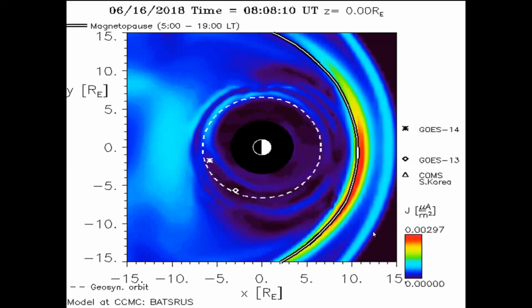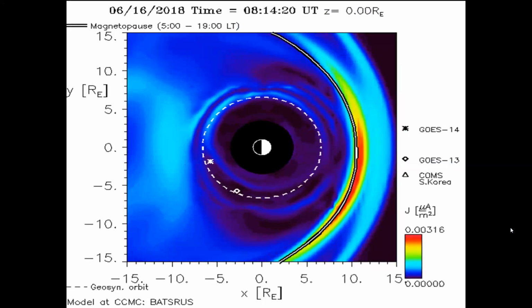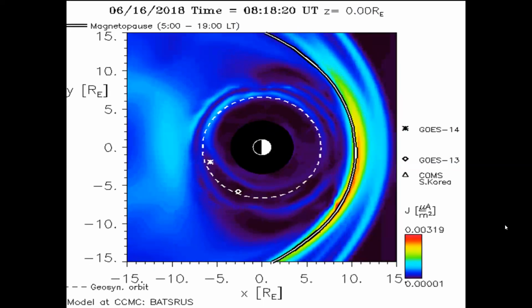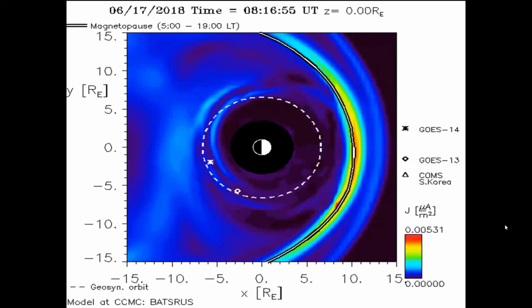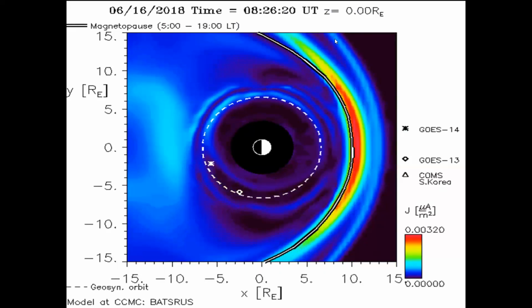Clearly, you can see the magnetopause is doing what it's supposed to do. And you can see, I put a couple of frames together, and you could see that this almost looks like electrical current. But again, it's this black space. It should not be that. It should be much hotter, folks.